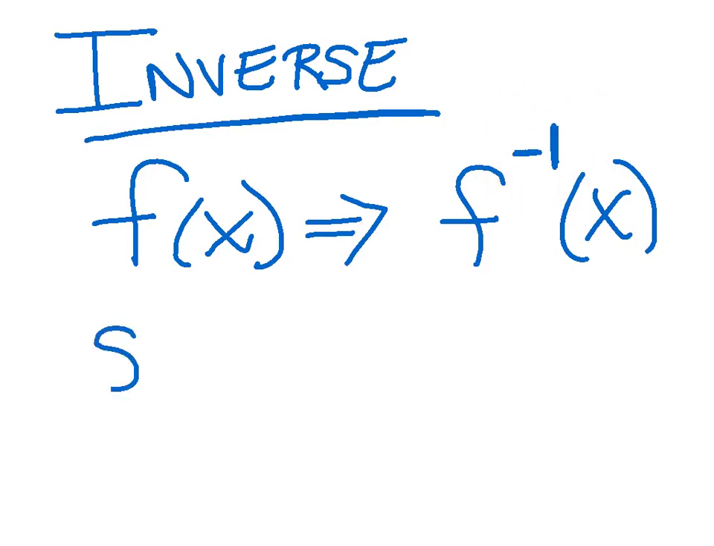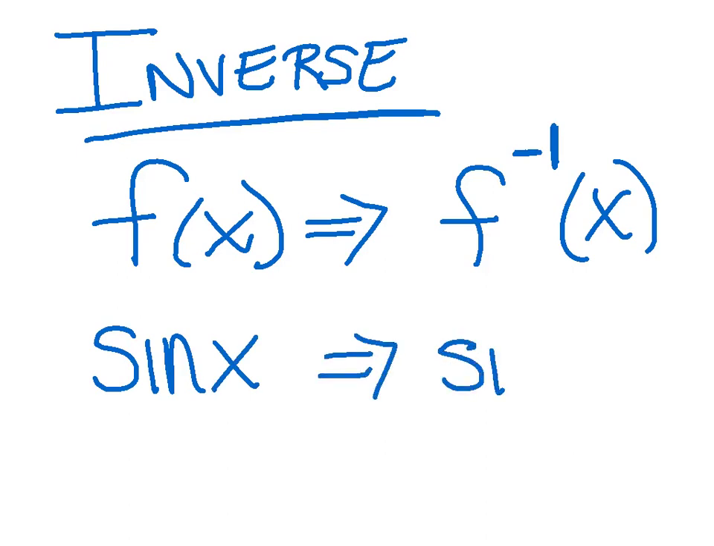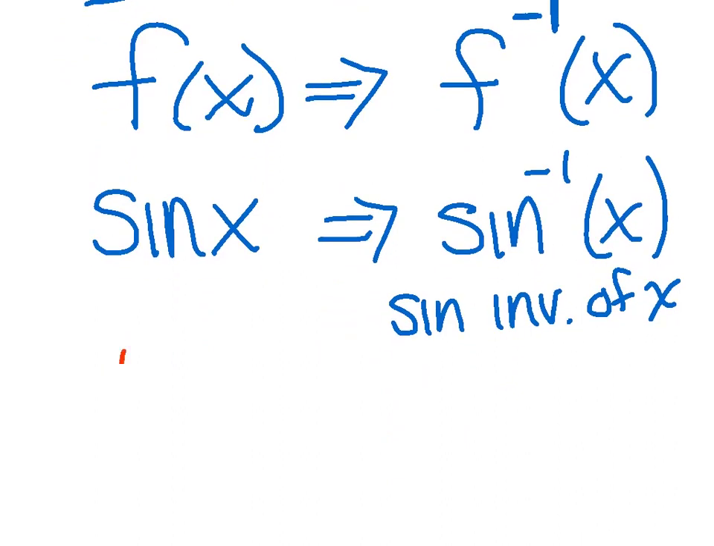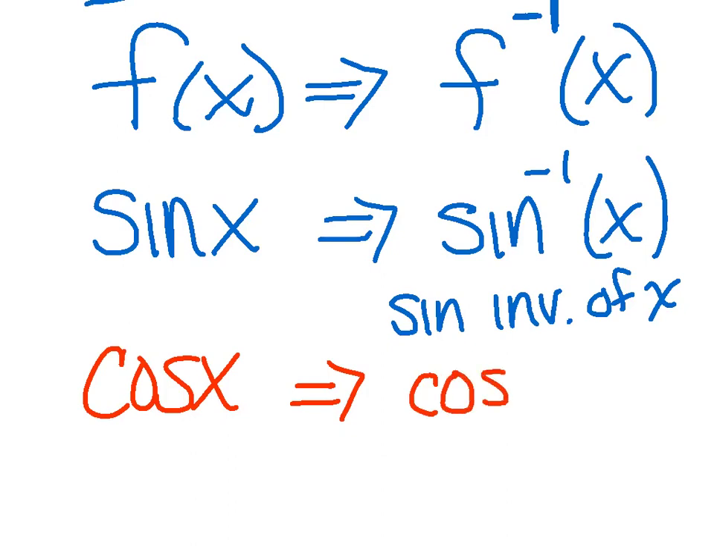For example, if I said sine of x, its inverse looks like this. And here's how you say it. Sine inverse of x. And notice I'm using that word "of" again when I'm taking the sine of. Sine, here's the word inverse, of x. Now, of course, each trig function has its own inverse. So if I said cos x, its inverse would be cosine inverse of x. And tangent obviously works the same way.